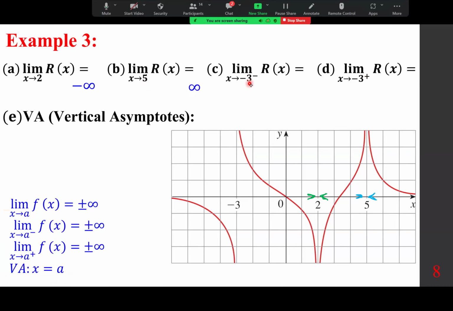Now, negative 3 from the left means going this way. So negative 3 from the left goes towards negative infinity. From the right, positive infinity.